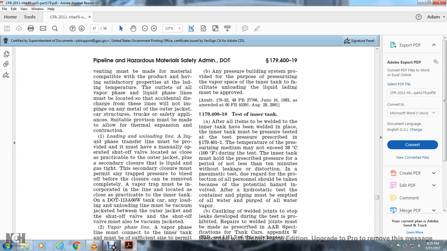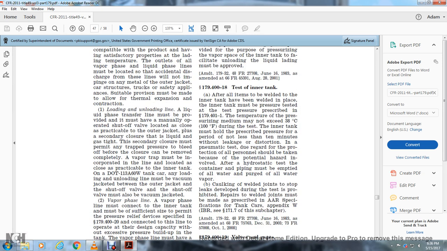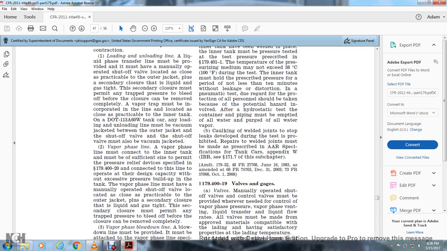A liquid phase transfer line must have a manually operated shutoff valve located as close as practical to the outer jacket, plus a secondary closure with a liquid and gas tight seal. The secondary closure must be permanent, with any trapped pressure relieved before the closure can be removed completely. The vapor trap must be incorporated within the line, located as close as practicable to the inner tank, on DOT 111 3A60W tank cars. Any loading or unloading line must be vacuum jacketed between the outer jacket and the shutoff valve, and the shutoff valve must also be vacuum jacketed.